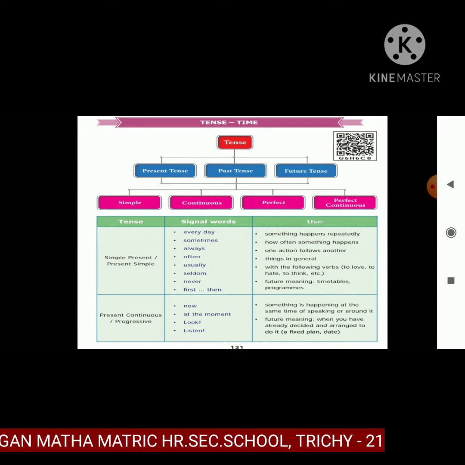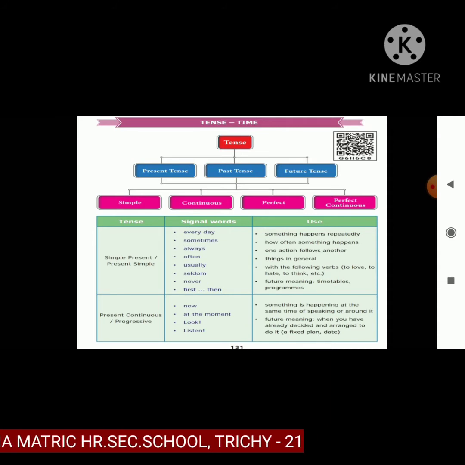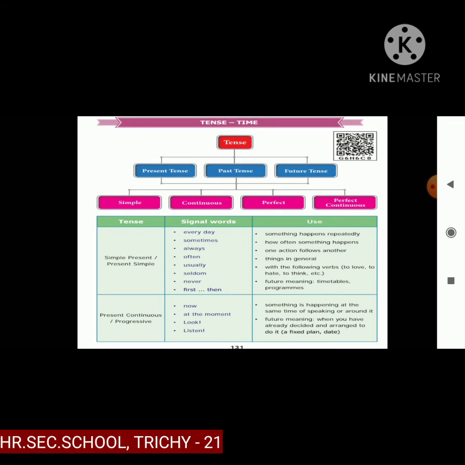Present continuous: at this moment it's what we are doing, the work is continuous. Signal words: now, at the moment, look, listen. That is the signal words, the clue words they have given. Something is happening at the same time of speaking or around it. Future meaning: when you have already decided and arranged to do it. So we have to make it present continuous for future. Here, future meaning: when you have already decided and arranged to do it, a fixed planned date. So we can use present continuous.